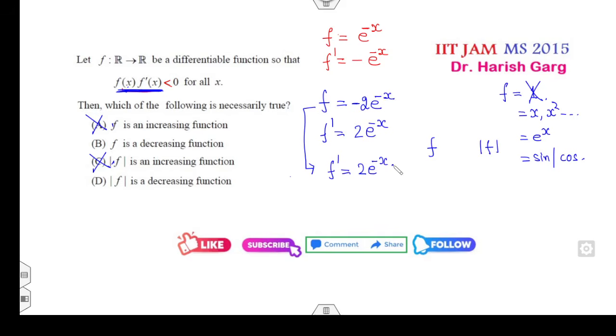Is this decreasing or increasing? This is always positive, that number is always greater than 0. But what is the mod of f? Mod of f is 2 e raised to power minus x. So that is always increasing, but he said decreasing. So the only left option is D, my right answer. And you can see why, because function f is decreasing. So D is the correct option.